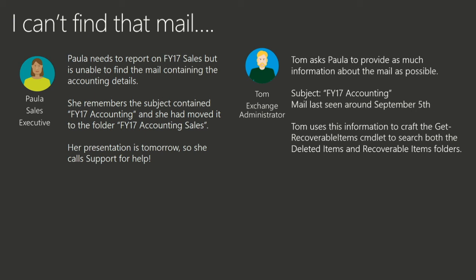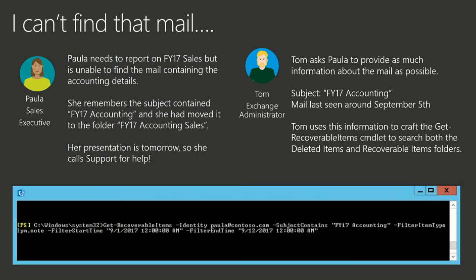So Tom just asks for as much information as Paula can give him about that particular email that she wants. She knows that the subject contains FY17, and it was seen around September 5th. And she also kind of knew where that mail was located. So Tom uses that information to craft a Get-RecoverableItems cmdlet.